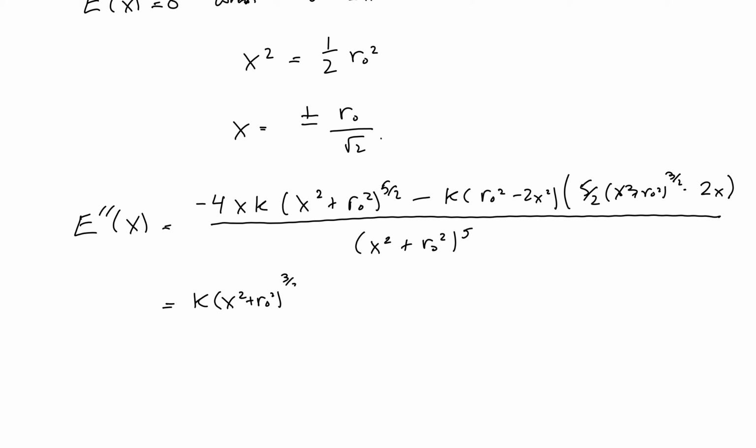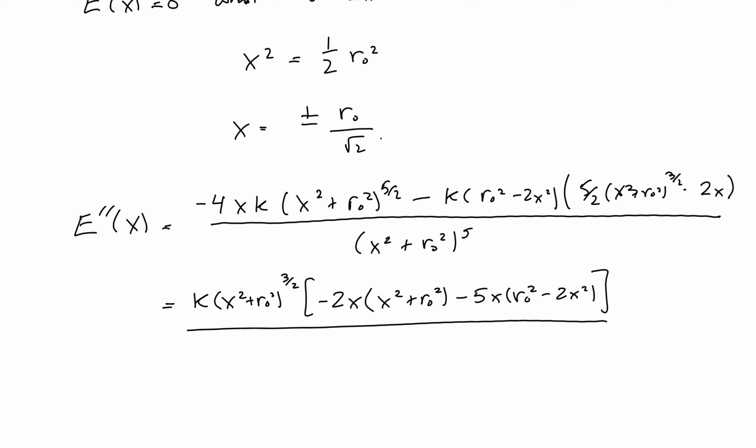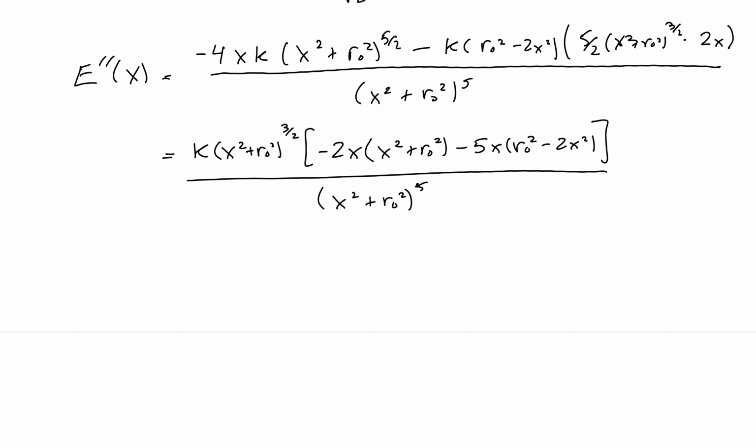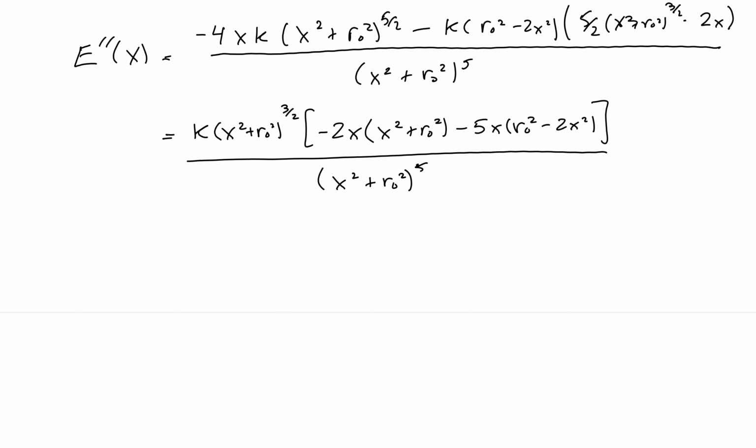And if I factor out a 3/2 from this because it's in both terms there, then I'm going to have a minus 2x (x squared plus r0 squared) minus 5x (r0 squared minus 2x squared), all over (x squared plus r0 squared) to the 5th. And we could simplify this further if we like, but it's not strictly necessary.